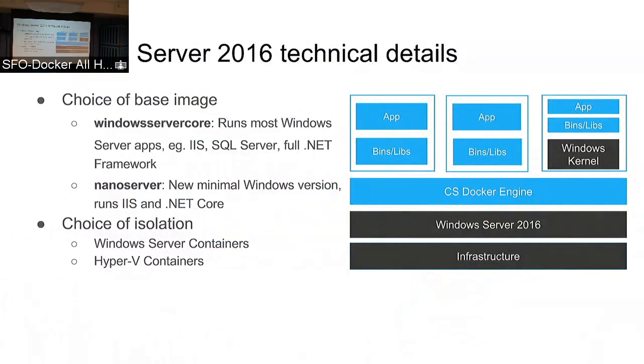With Windows Server 2016, there's now a new variant of Windows Server called NanoServer, which is a very stripped down Windows version. There's no GUI at all, and they just ripped out everything that they didn't want. The good thing about that is that it's way smaller. It's only a couple of hundred megabytes. I think the download is 200 megabytes.